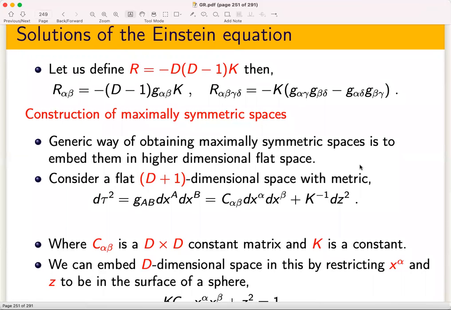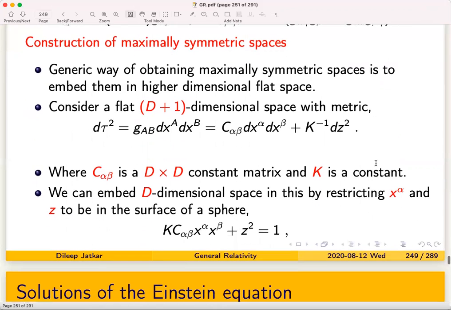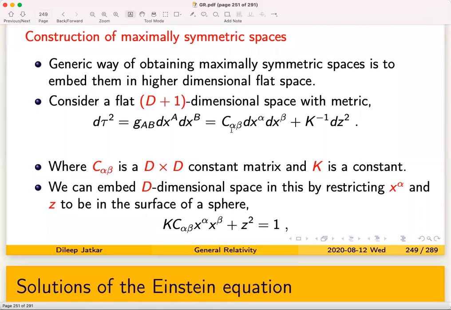Then we also looked at how to construct maximally symmetric space. So it's still a recap, and that is to start with one higher dimensional flat space, and in the one higher dimensional flat space, you write down a metric which is written in terms of a constant d by d matrix C alpha beta and a constant parameter k.